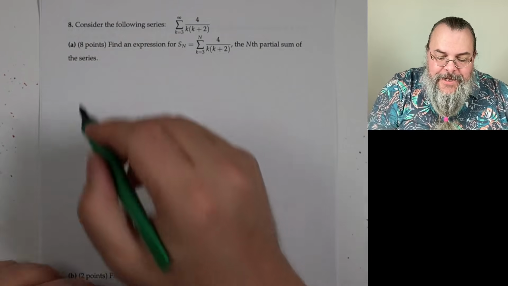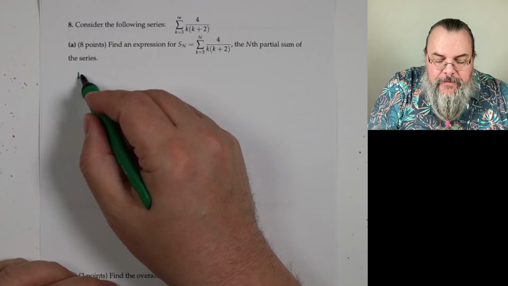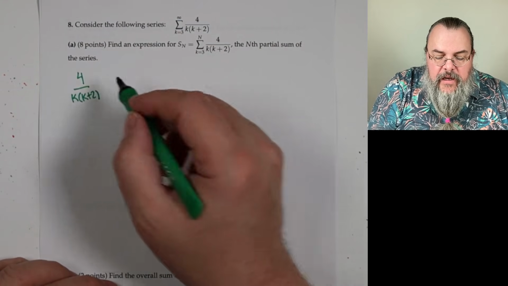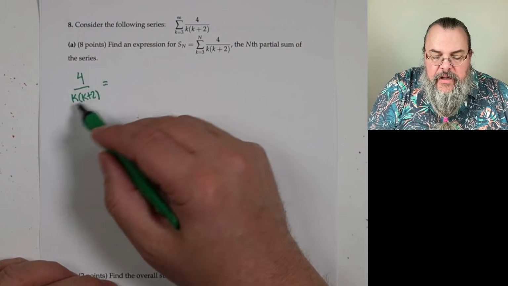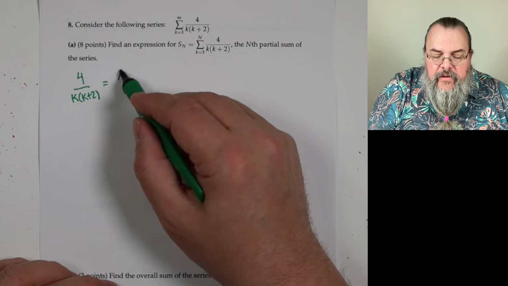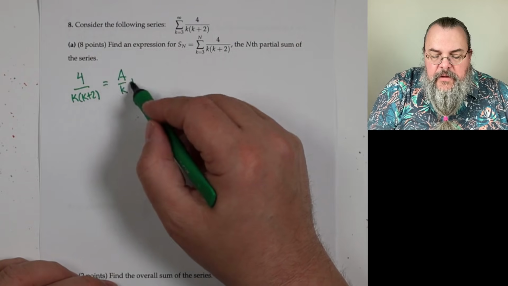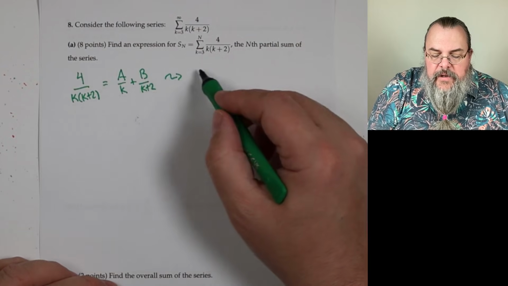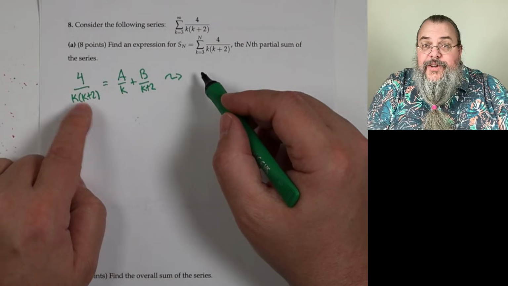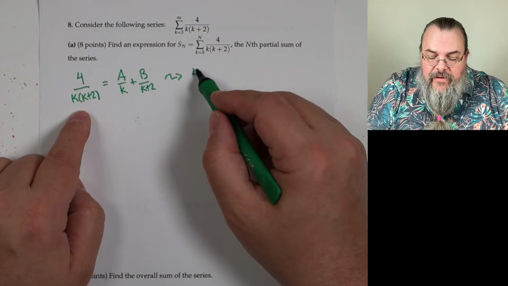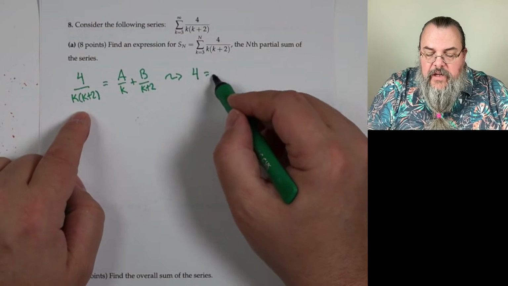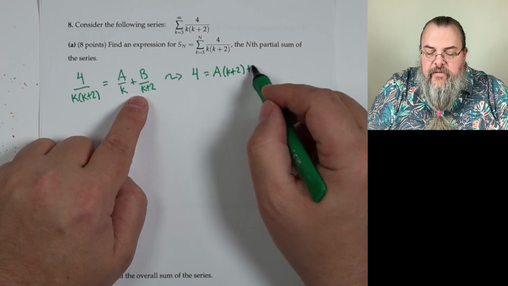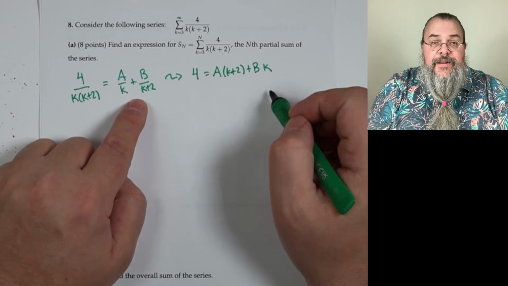So here we go. We have 4 over k times k plus 2. And we're going to think of this, and we're like k is our unknown. So a over k plus b over k plus 2. Clear the denominator. So multiplying everything by k times k plus 2. So 4 is equal to a times k plus 2 plus b times k.